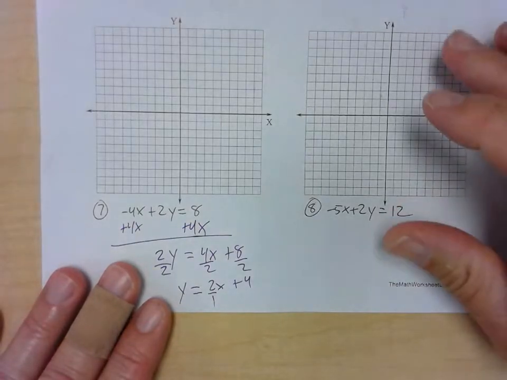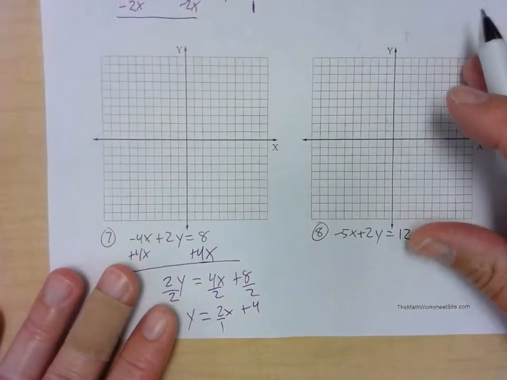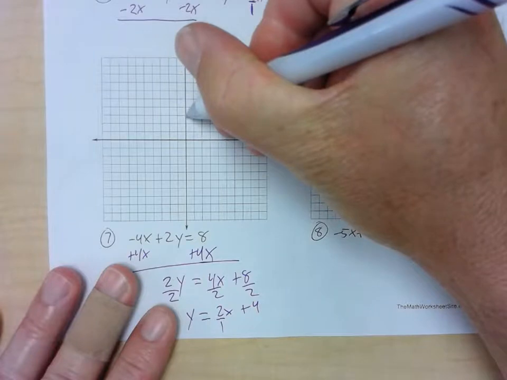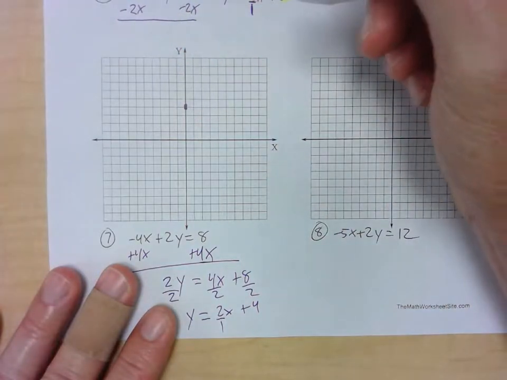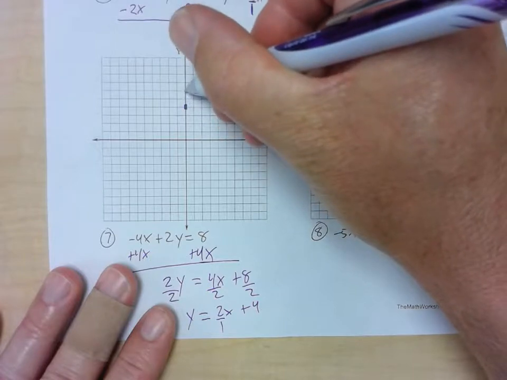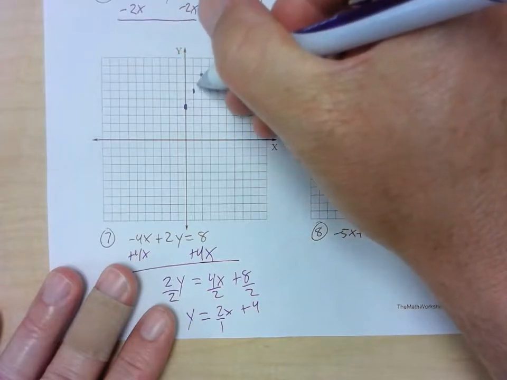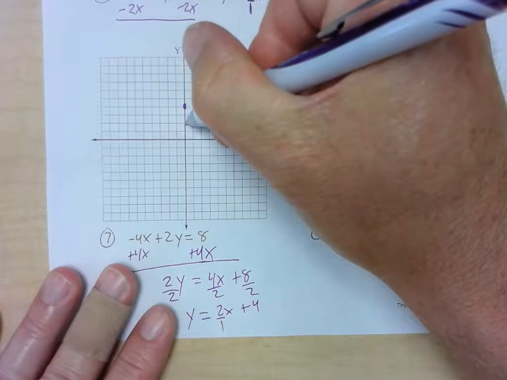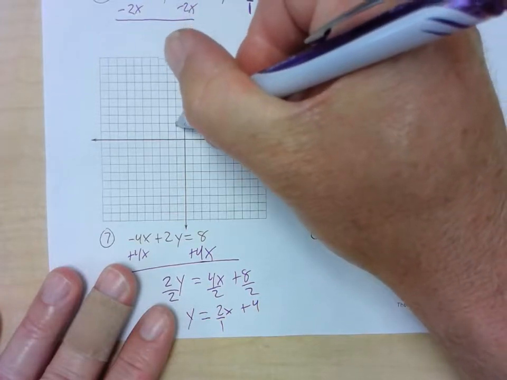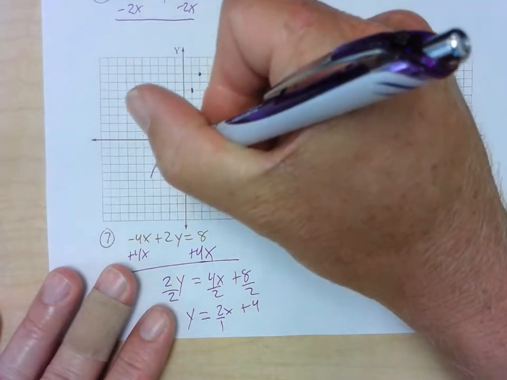So I'm starting at 4. 1, 2, 3, 4. So 1, 2, 3, 4. And up 2 over 1, up 2 over 1. And for fun, I'm going to go backwards by doing down and back this way. So down 2, back 1, down 2, back 1.